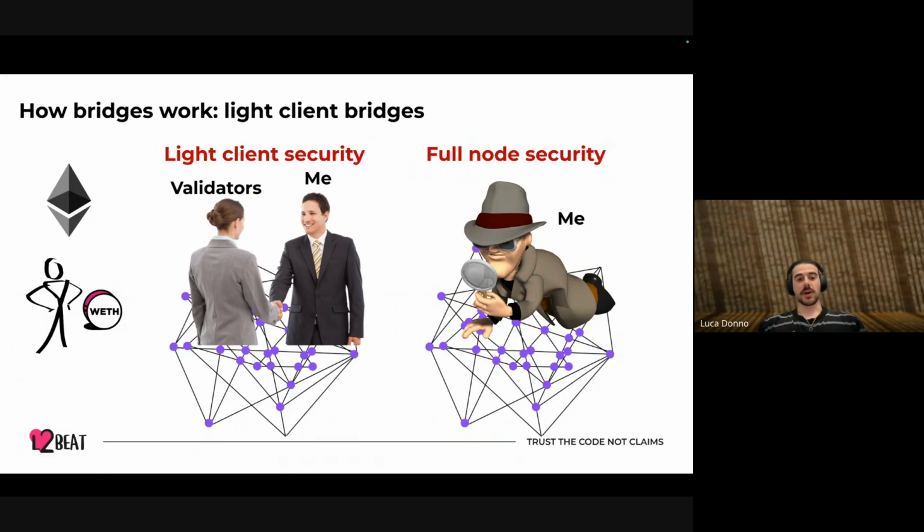So even if all the validators in the network are malicious, they cannot compromise a full node, because a full node will check everything by itself. There is no way to compromise a full node, even if 100% of the validators are compromised. So we can get the idea that something better than a light client bridge is something that gets closer to a full node, where you actually check everything.